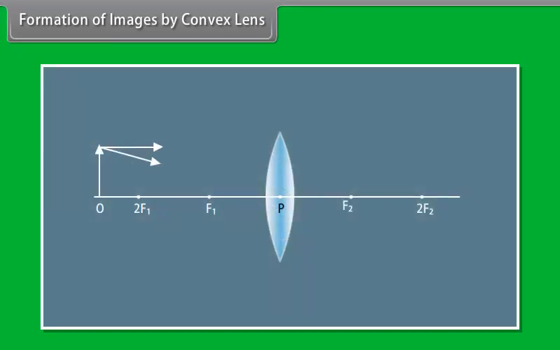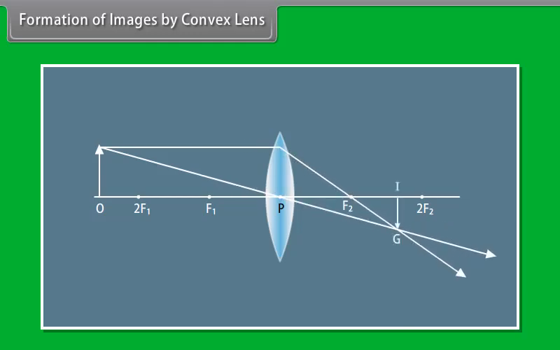When the object is placed beyond 2f, then the image is formed on the opposite side between f and 2f. The nature of the image is real, inverted, and diminished.